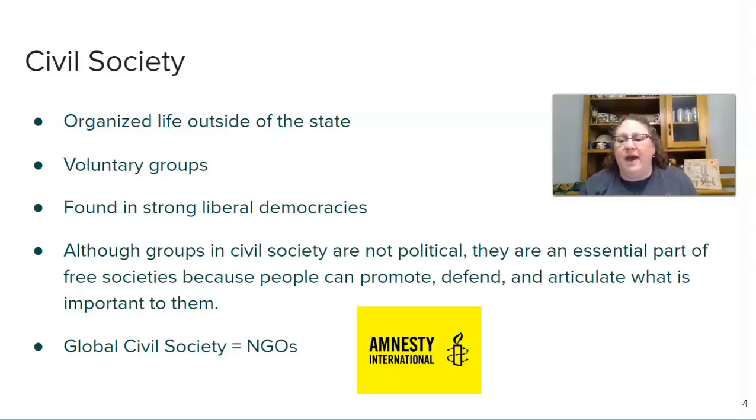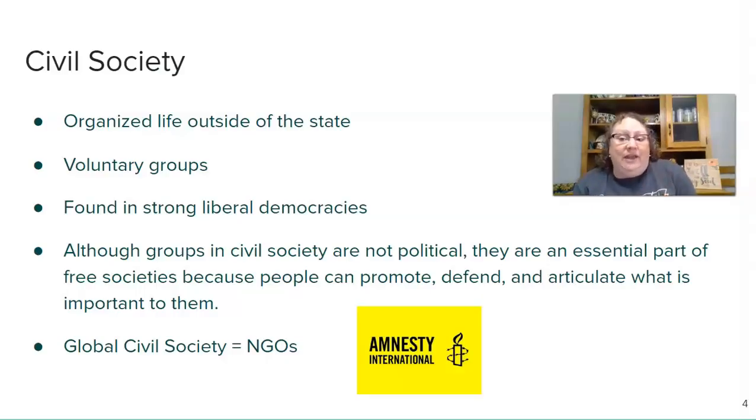So a word that I often use with my students to help them think about civil society is think about interest groups. So for example, I am a teacher and I am a member of the Virginia Education Association, also the NEA, the National Education Association. That is an interest group, okay? And I choose to participate in it. It is not controlled by the government.